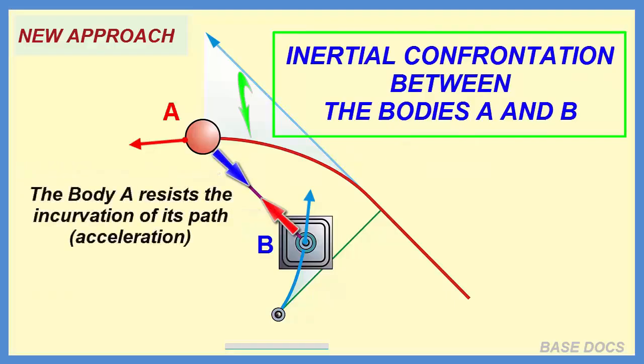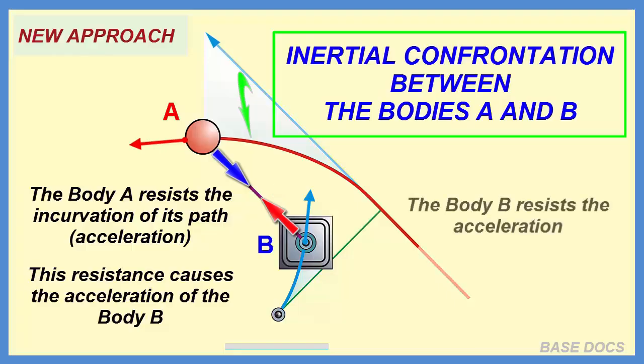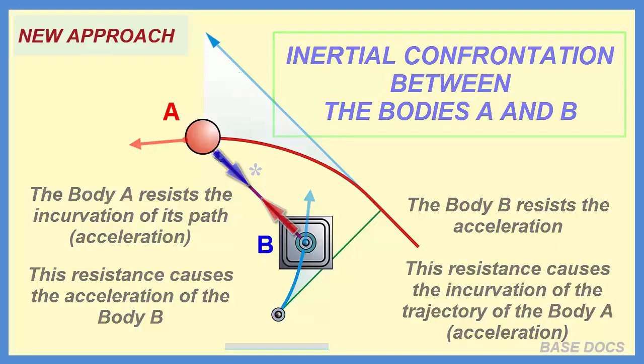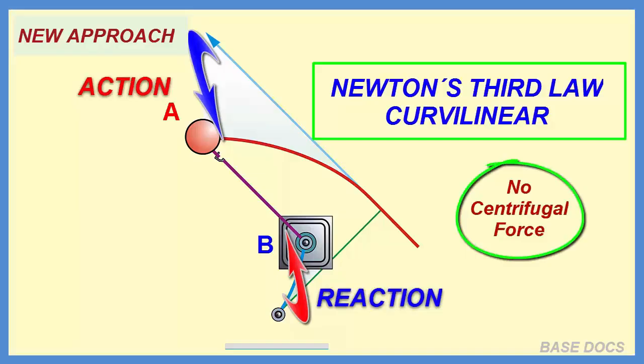The body A resists the incurvation of its path, which is acceleration. This resistance causes the acceleration of the body B. The body B resists the acceleration. This resistance causes the incurvation of the path followed by the body A, which is acceleration. The reciprocal accelerations of the two bodies occur in accordance with Newton's third law of motion.